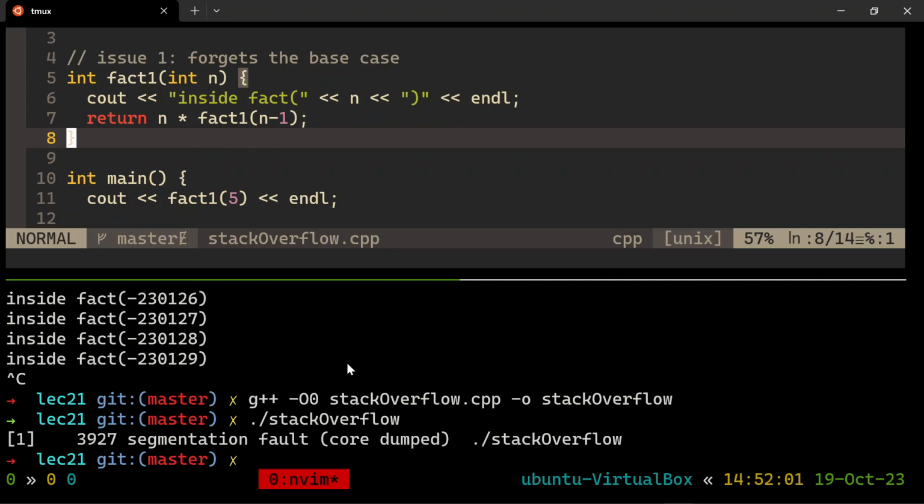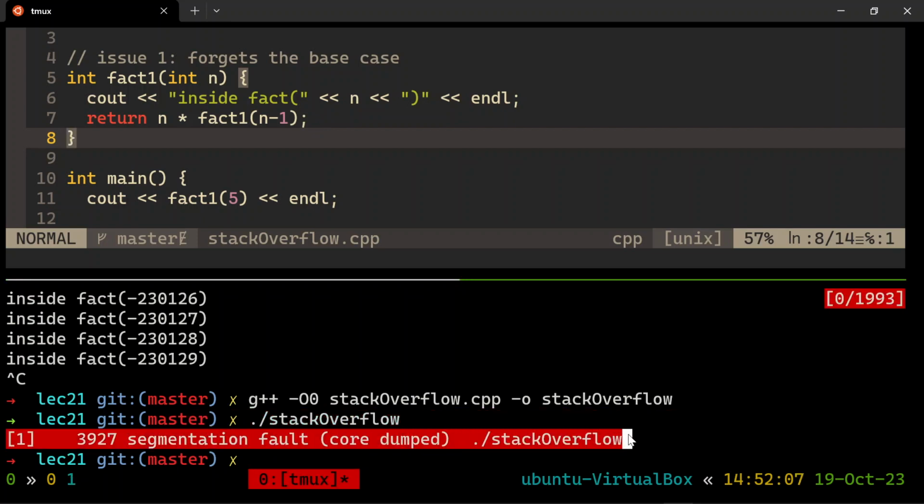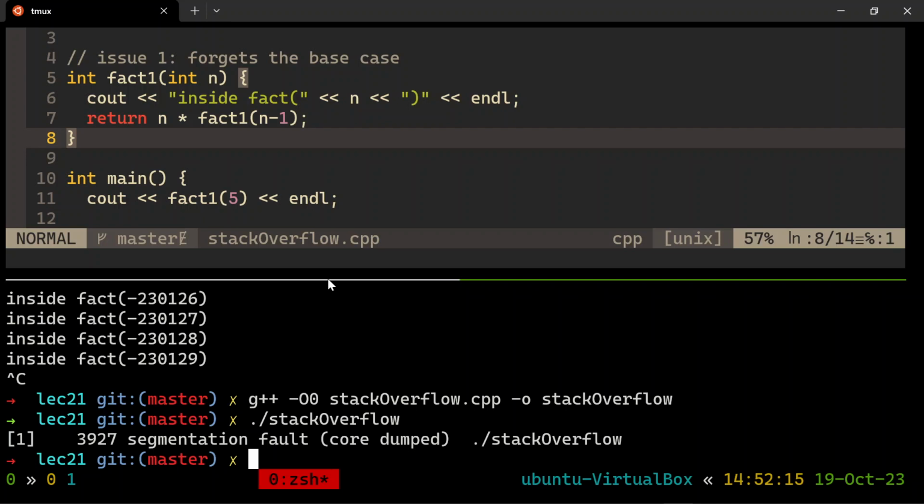But eventually it got so large that it segfaulted because it ran out of memory. It's trying to add a new stack frame right to memory there, and it couldn't write. It got a segfault. So now you know what that means.